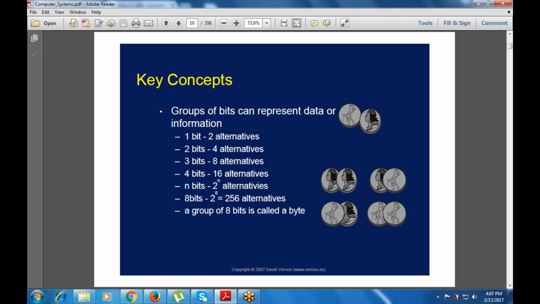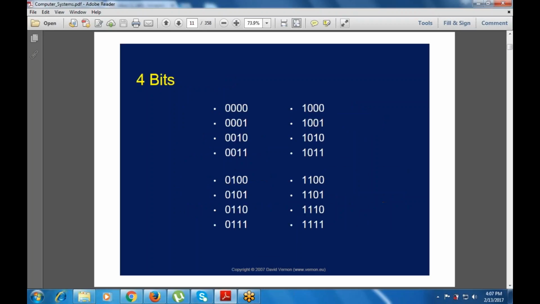And a group of 8 bits is known as a byte. So what is a byte? It's a collection of 8 bits.